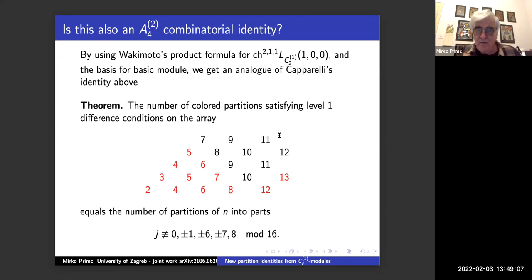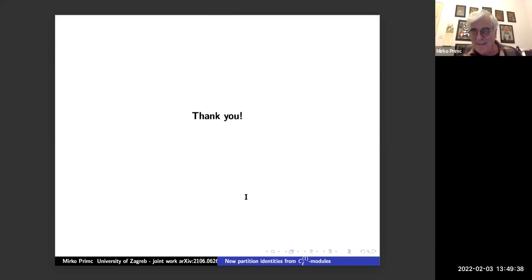So now the question is, is this maybe an A_4^(2) combinatorial identity? Because maybe there is a Borcherds correspondence that works more generally. So this would be some analog of Capparelli's identities for higher ranks. Okay, I'll finish here. Thank you.